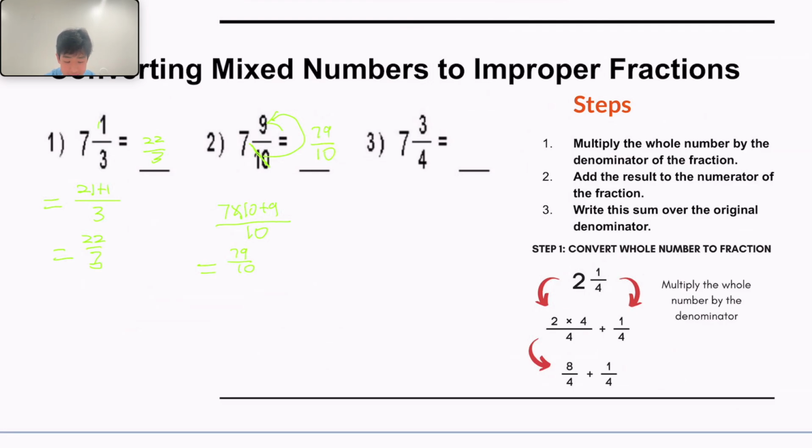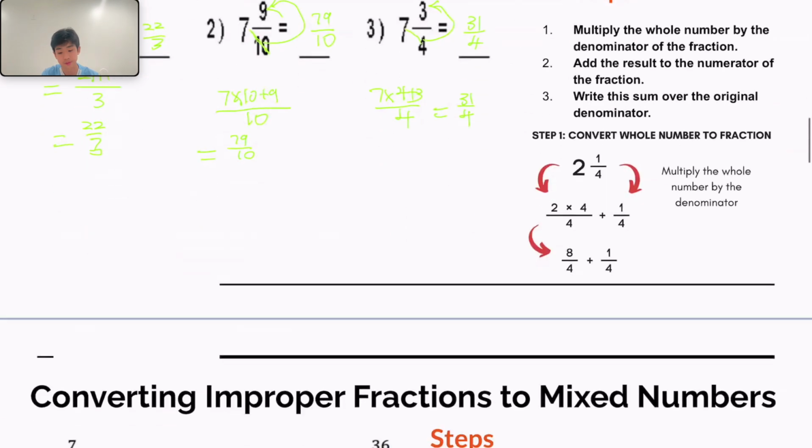In this last example here, as usual, we multiply the whole number by the denominator and add to the numerator. This will just become 7 times 4 plus 3 over 4. So this will just become 31 over 4. So pretty easy concept here, converting mixed numbers to improper fractions. We'll see how to use this in later operations such as multiplying, adding, and subtracting.